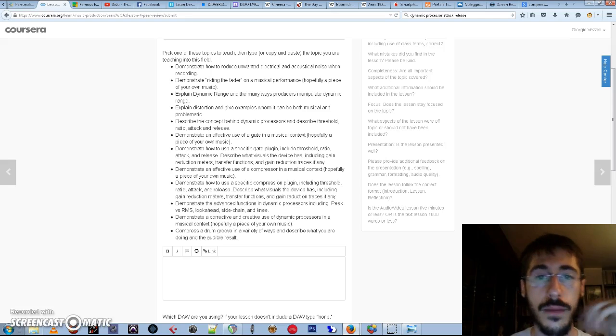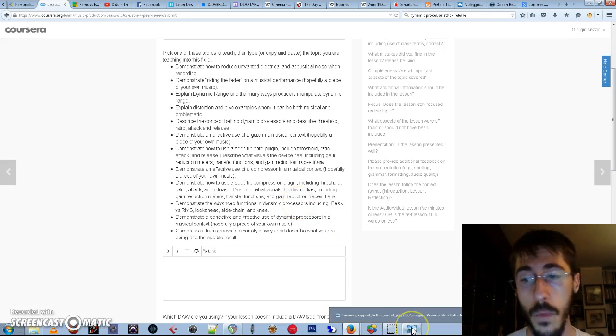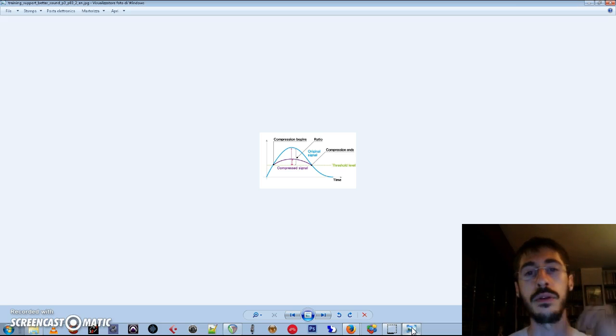Now let's talk about the parameters we have to control those dynamic processors. We can see here we have threshold, ratio, attack, and release. First I'm going to talk about threshold and ratio, and then I'm going to explain attack and release. I'm going to use two pictures I've found on the internet. I will put the links on the page of my assignment. I've used them because they are very clear and I'm a very bad illustrator. So, okay, now I'm going to talk about threshold and ratio.